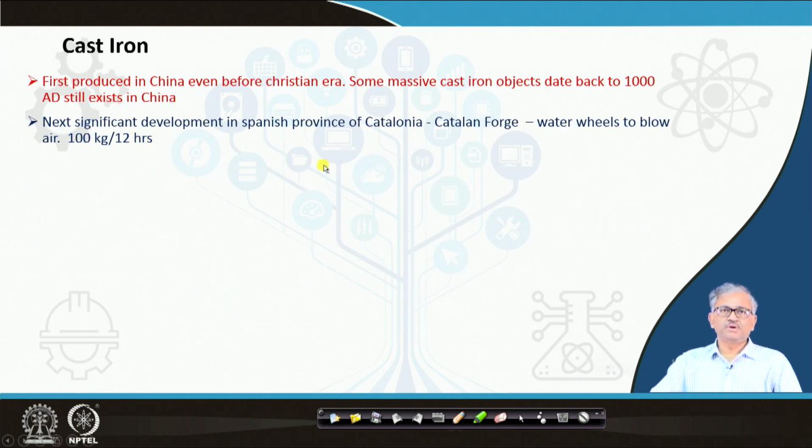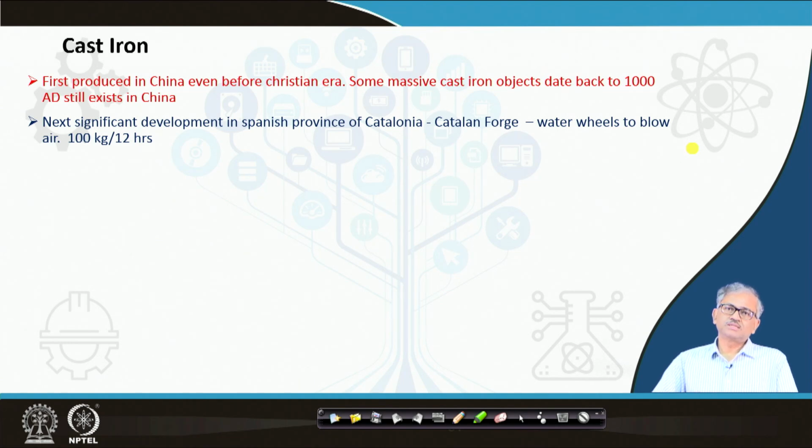Then this technology moved towards Europe, and the next significant development is in the Spanish province of Catalonia, called the Catalan forge. The unique thing is that they used water wheels to blow the air. So far they used to produce under natural draft, where obviously the velocity of the air would be less, or the partial pressure of oxygen would be less. But if you use water wheels, obviously you can give air at a much faster rate, so the partial pressure of oxygen will also be high, that is, the blast rate is increasing.